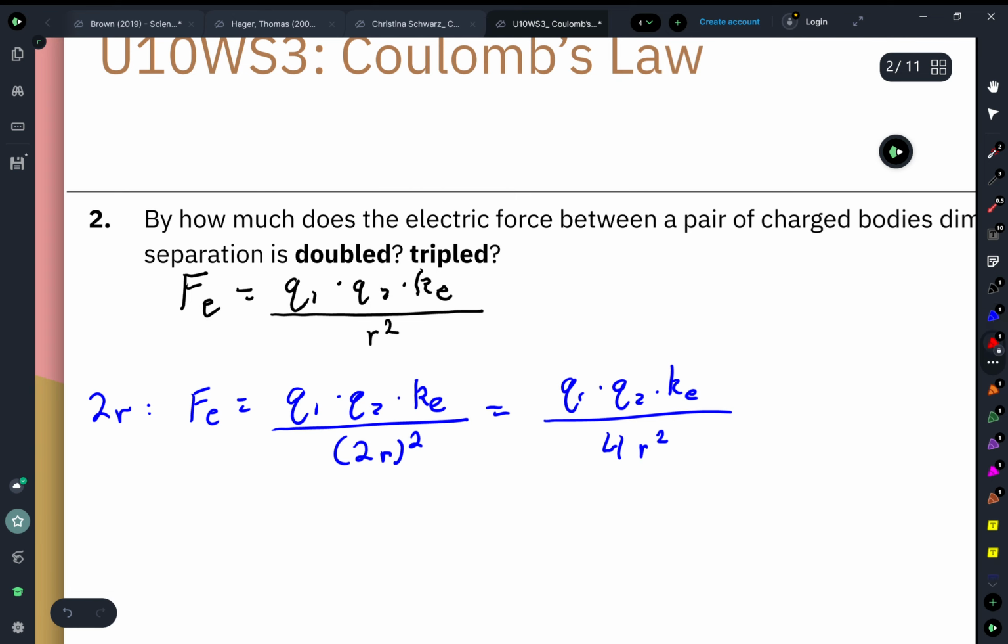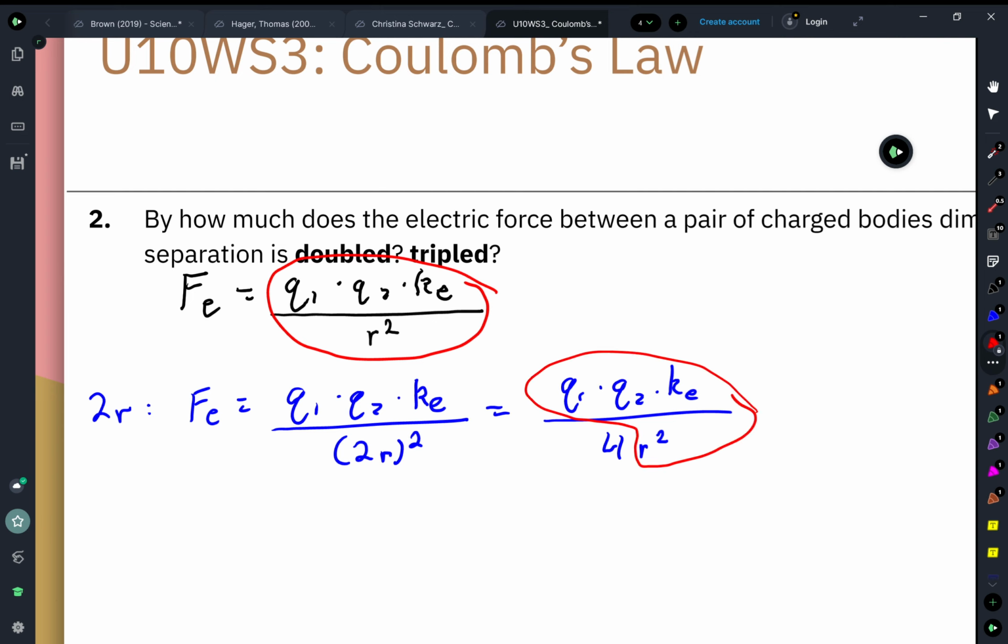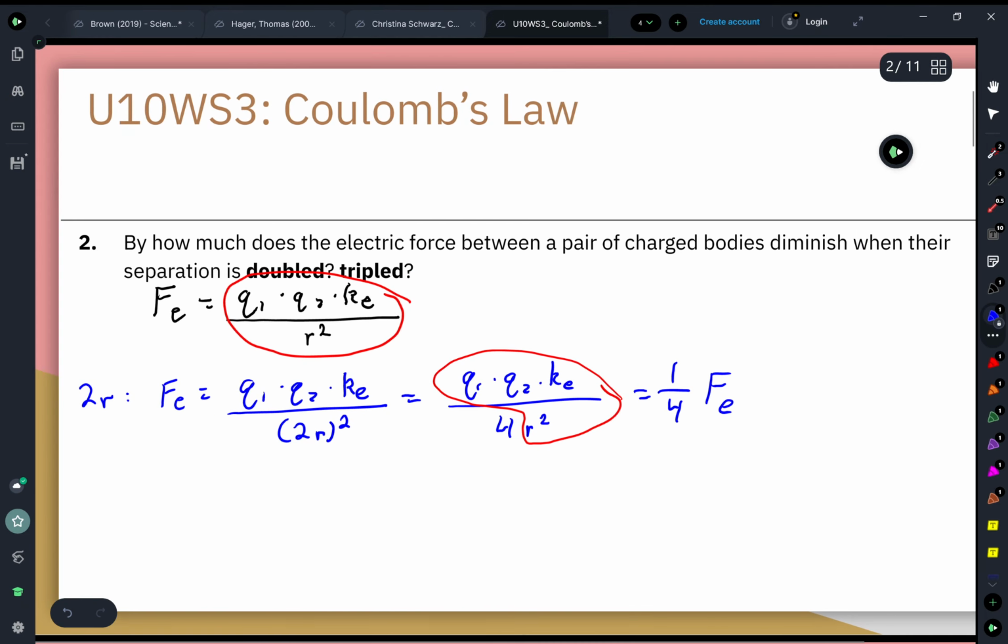Well, our initial force is determined with charge 1 times charge 2 times the constant over R squared. Now we have that same thing, charge 1 times charge 2 times our constant divided by the radius squared. But now we also have a 4 on the denominator. So we could write that as 1/4 of our electric force. So when we double the radius, the electric force is diminished by 1/4. It is now a fourth as strong as it once was.